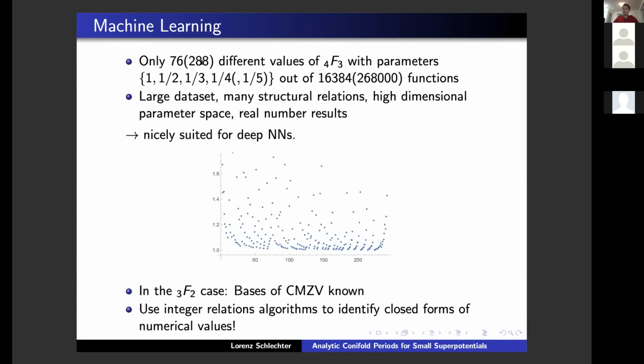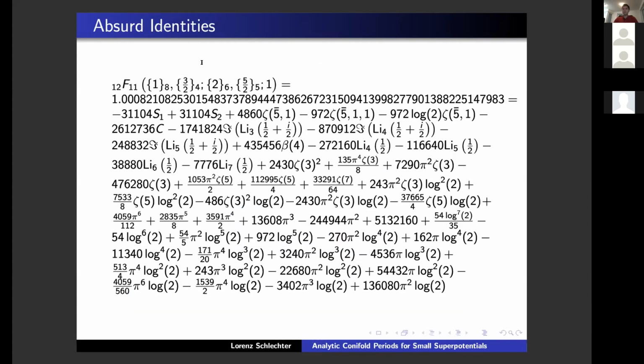In the 3F2 case, it's even better. As I already said, we know a basis of these colored multiple zeta values, so we can actually use integer relation algorithms to identify the closed forms if you just have the numerical values, because we only need to compute the coefficient vector in the space and not the real functions like zeta functions, logs, and so on. An example of this is this really absurd identity, the most absurd I actually know of. It's a 23-parameter hypergeometric function, which has a closed form that was purely guessed by these integer relation algorithms. So these machine learning techniques could be really interesting.